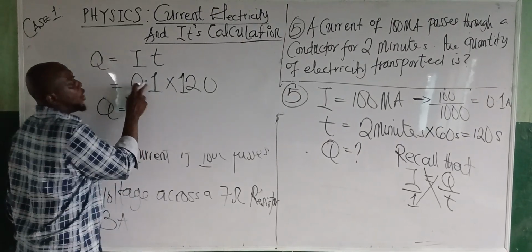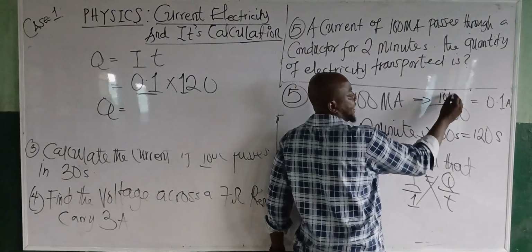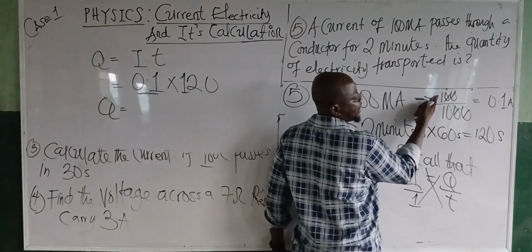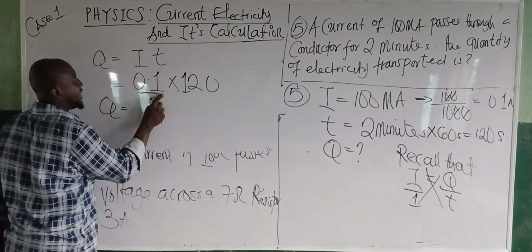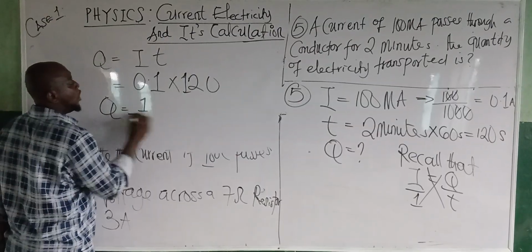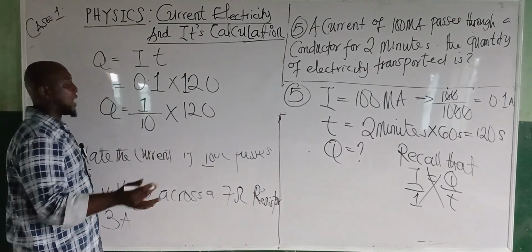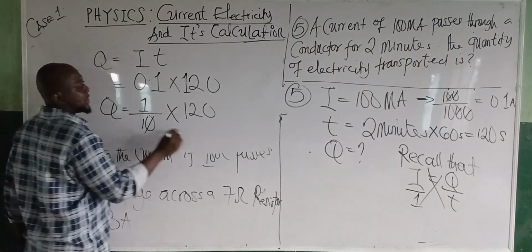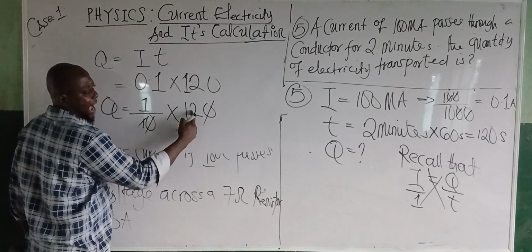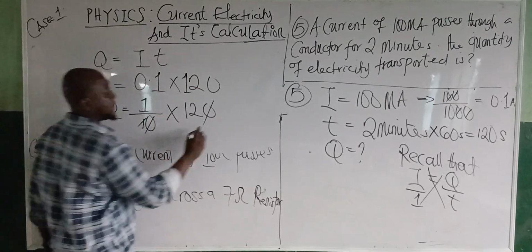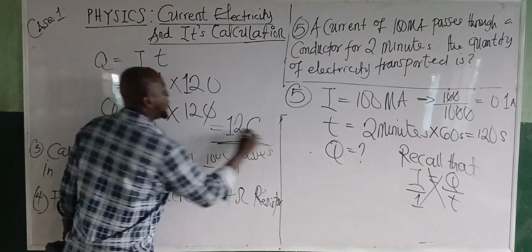So how do I work on this to get my quantity of electricity? Observe that before we got to 0.1, we had 1 over 10. When you divide 1 over 10, that gives 0.1. So I will change this into 1 over 10 times 120. Why am I doing that? So that I can divide without using a calculator, so that this 0 takes care of this 0, and we are having 12. So 12 times 1 gives us 12 coulombs. This is how you solve this.